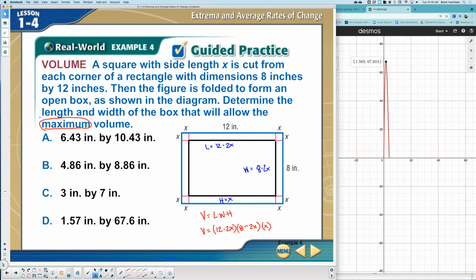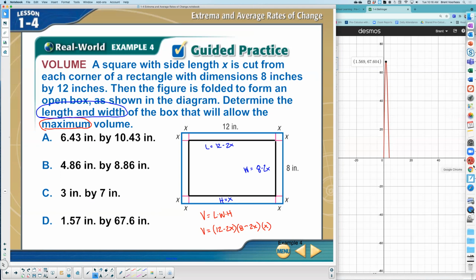It says we need to find the length and width. What did I tell you X represents? That's the height. That's the volume. That was in place of Y is V for volume. That's height and volume. We're not supposed to find height and volume. We're supposed to find length and width.